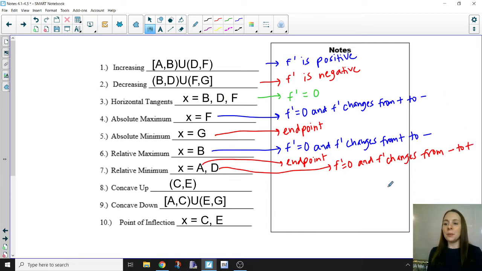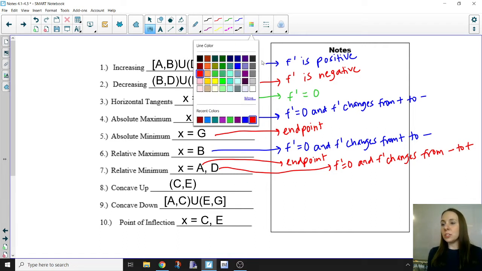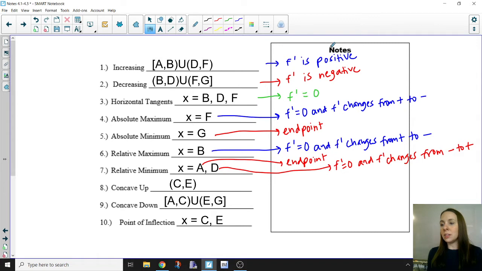These are all really important things to know as we move on later in this set of notes to talk about finding extrema, the extreme values of our functions. All right, next, we're going to switch gears a little bit toward the end of this warm-up, and we're going to talk about concavity.